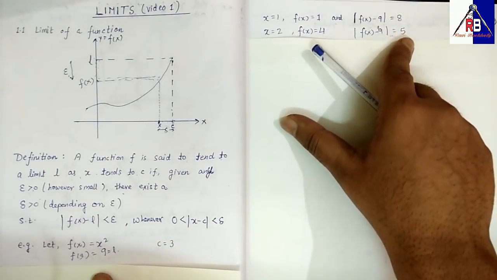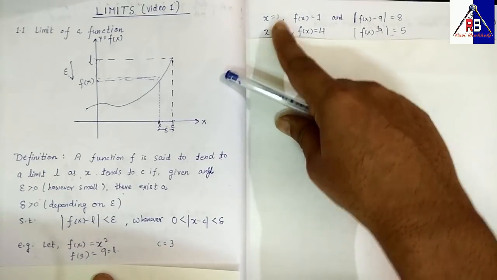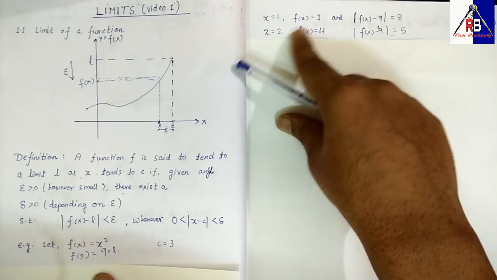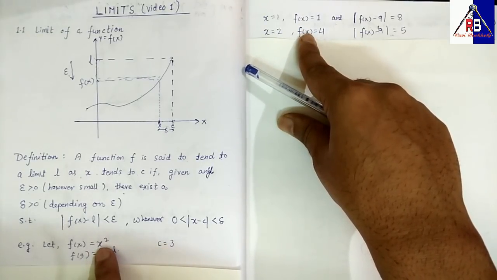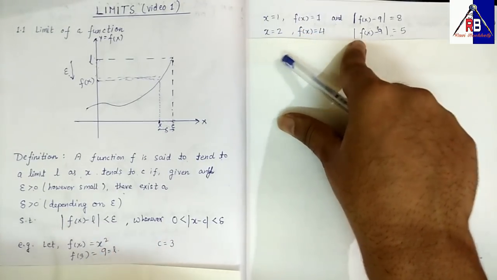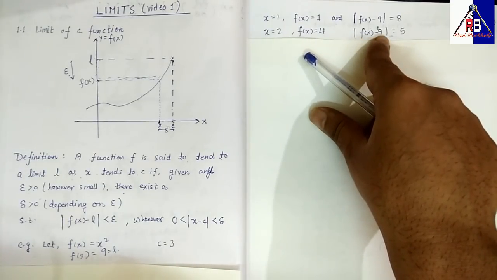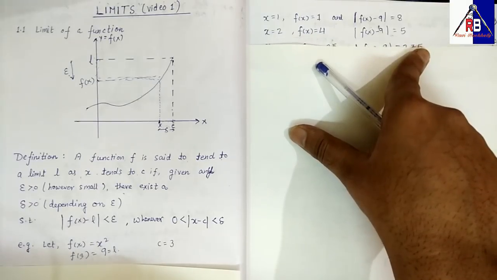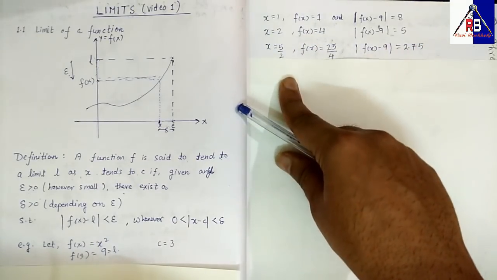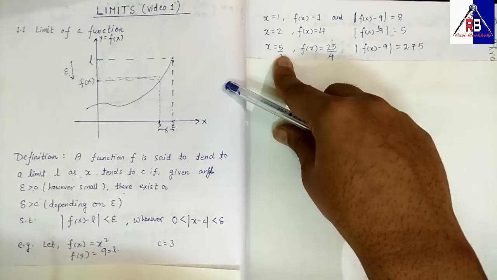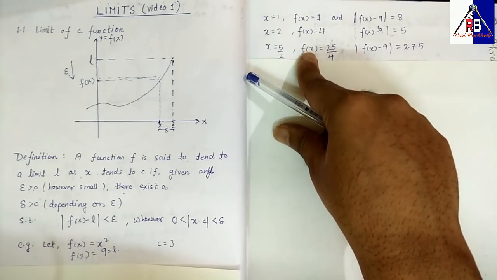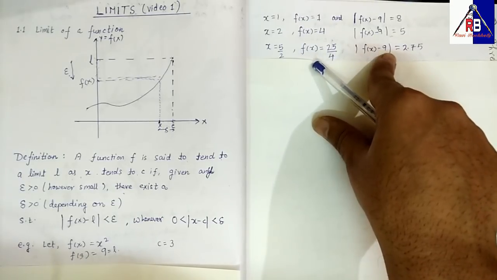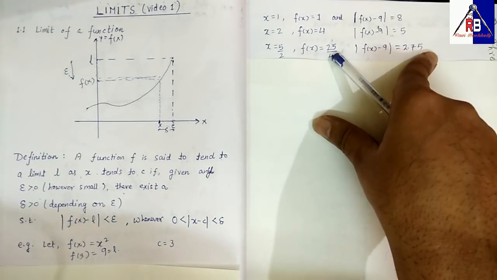Now for the next value, x is going closer to 3. So for the next value x equal to 2, the function will be 2 square, that is 4, and modulus of f(x) minus 9 will be equal to modulus of 4 minus 9, equal to 5. Now we'll go nearer to 3, x equal to 5 by 2, that is 2.5. The value of the function will be 25 by 4, and again modulus of f(x) minus L would be 2.75. I have already calculated for you.